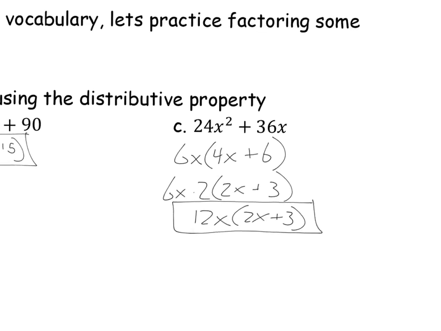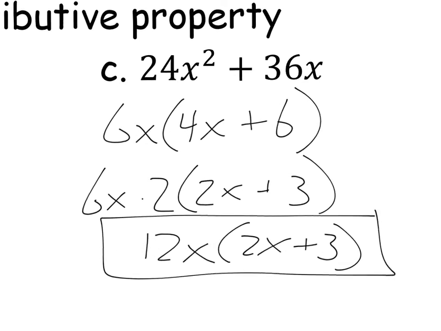Over here, though, I said, you know what, I could take a 6 out of both of these numbers, so I pulled a 6 out. I also noticed there was at least one x in each term, so I pulled out an x. When I did that, I would have 4x plus 6 remaining on the inside. Now, right away I noticed, you know what, I could take another number out of these two. I could take a 2 out. So I did it again. I did 6x times 2, 2x plus 3. Well, 2 times 6 is 12, so I have 12x and 2x plus 3 in the middle. And now there's nothing else that I could take out. So I'm done.